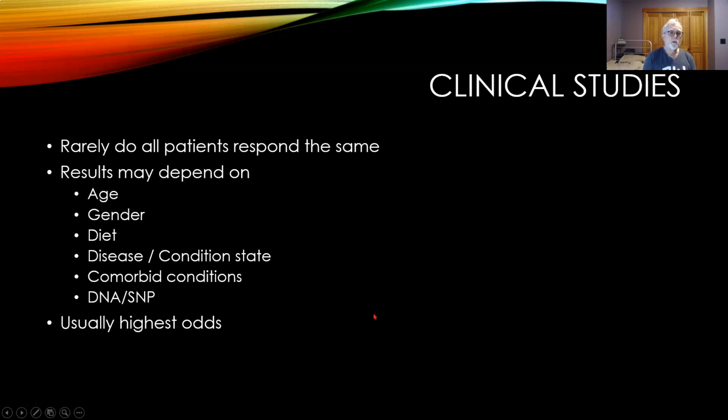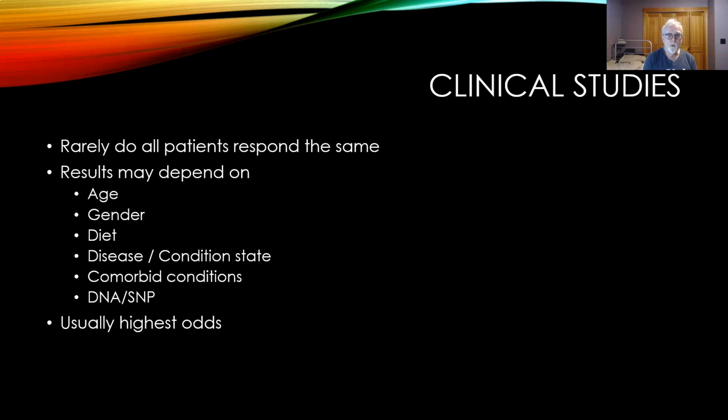Now, clinical studies, let's just do a recap. Rarely do all patients respond the same. There can be some dramatic shift for a few, contrary results for a small number, no results for a fair number. The results often may depend on the age of the people in the study, the gender, what the normal diet is, their disease or condition state, mild, severe, acute. Comorbid conditions they also have.